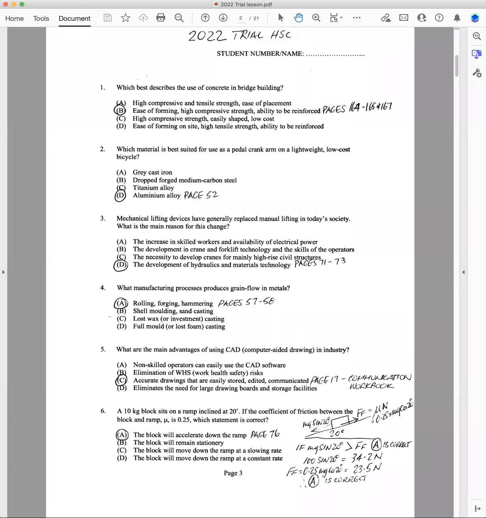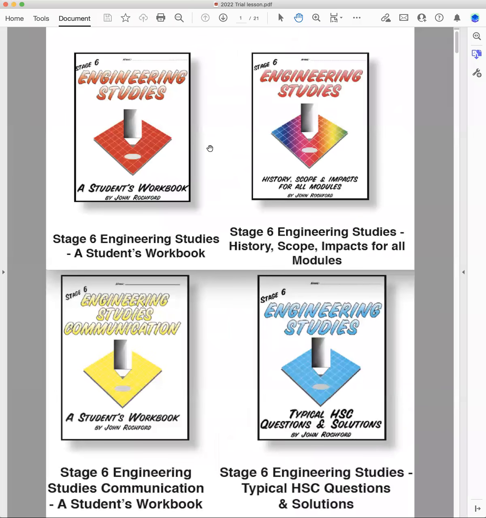And before I start, as you can see here, I've referenced each of these answers in the books that you have. And these are the books that I'll be referring to. You've got all of these.